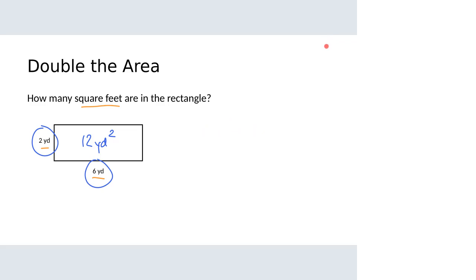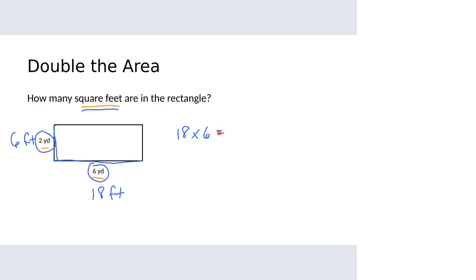So instead of 36 square yards, what we want to do here is, if we were asked for the number of square feet that are in this rectangle, first we're going to go ahead and change these 6 yards, multiply by 3, that'd be 18 feet. And 2 yards, multiply by 3, that would be 6 feet. And now that we know we've got a rectangle that is 18 feet by 6 feet, now we can find the area in square feet. And we're going to multiply 18 times 6. And when we do that, we get the correct answer here. 18 times 6 is 108 square feet.